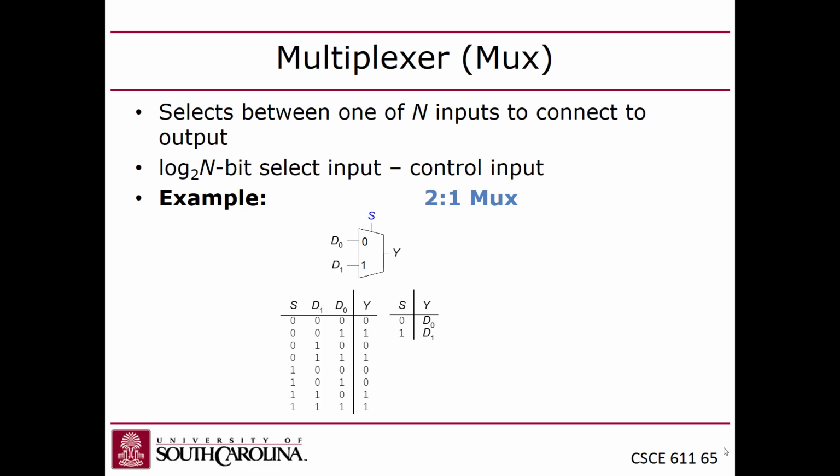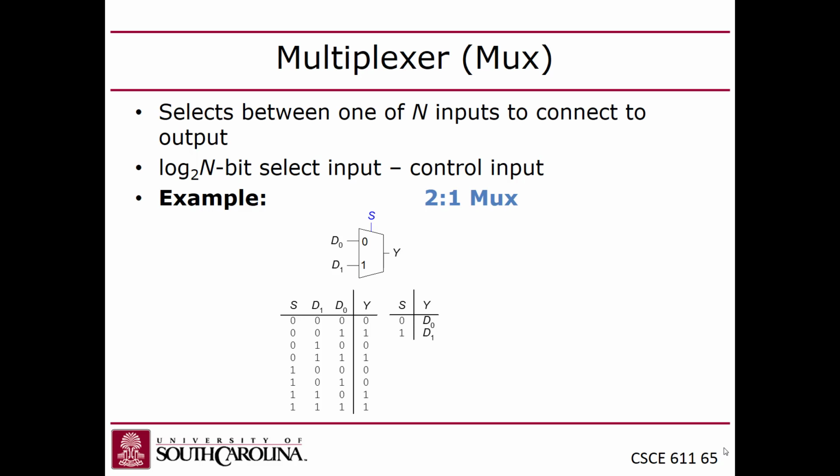Now, what happens if I want more than one output? Well, you can't do that with a multiplexer. But you can put multiple multiplexers together and form what's called a crossbar switch, right? You can have multiple multiplexers that all share exactly the same inputs, but separate outputs. That would be a crossbar switch. Any questions about that?